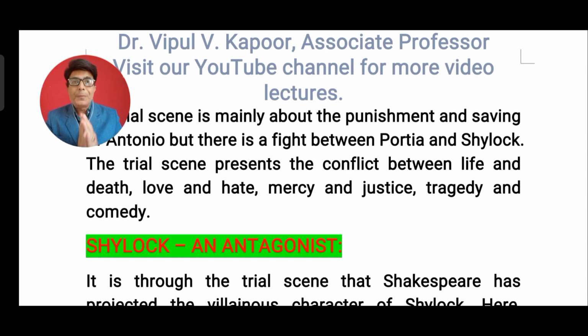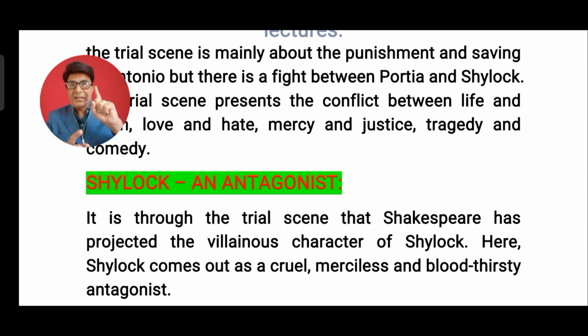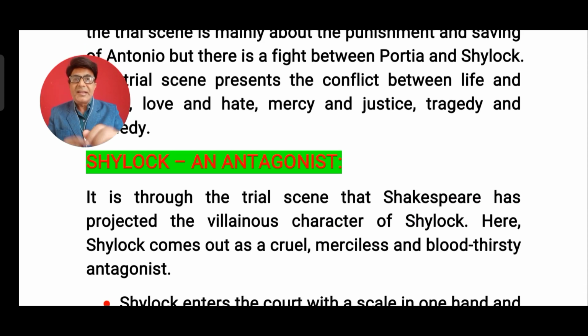From a thematic point of view also, this is the scene through which William Shakespeare has presented the conflict between life and death, the conflict between love and hate, the conflict between mercy and justice, and the conflict between tragedy and comedy. So thematically also this scene is very important. As far as character building is concerned, again, this scene is very important. Why? Because it projects 2 important characters, Portia, the protagonist, and Shylock, the antagonist. So now let's try to understand these things in detail.